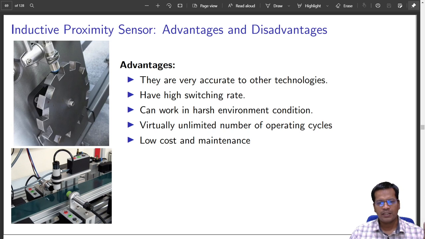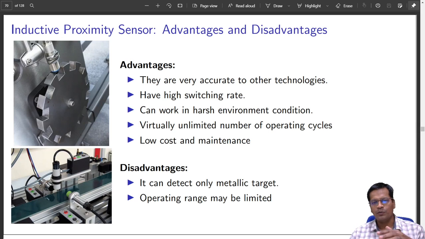Low cost and maintenance, obviously, because of the number of components inside, you saw, it is nothing but an LCR circuit with some analog input device and a trigger mechanism. So it makes it very, very inexpensive, and there is almost no maintenance. What maintenance will you do? There is no scope for maintenance. Either you have it or you don't have it. You have to change it if it goes wrong.